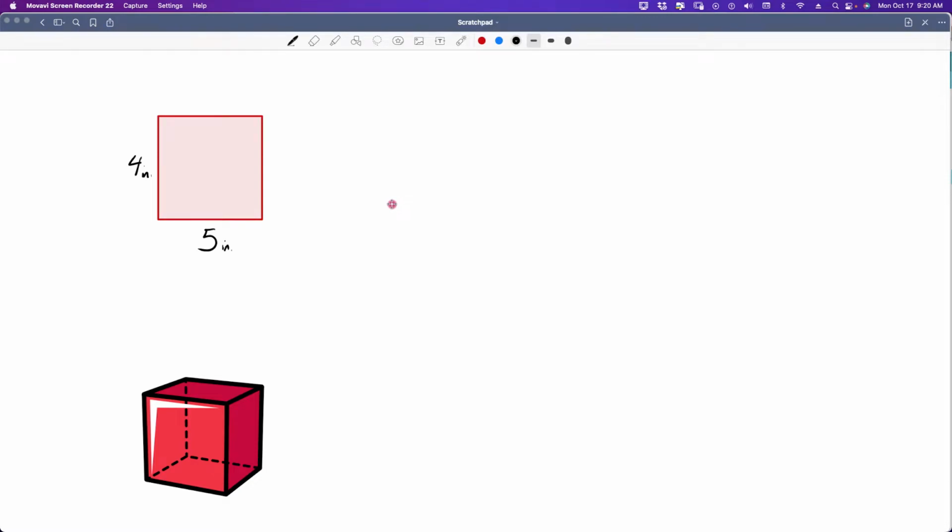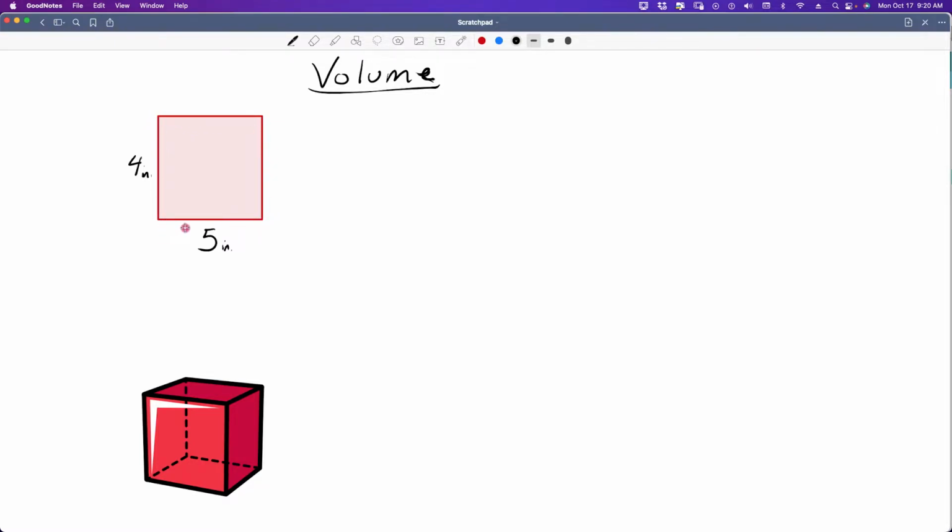Welcome back, pre-algebra. We are in lesson 45 and we are going to talk about volume. And we have already discussed area. Area is the word we use to represent the size of a surface, right? This is a surface here.